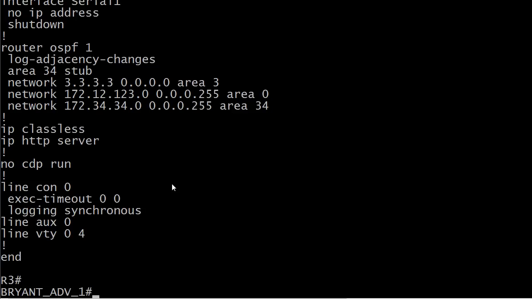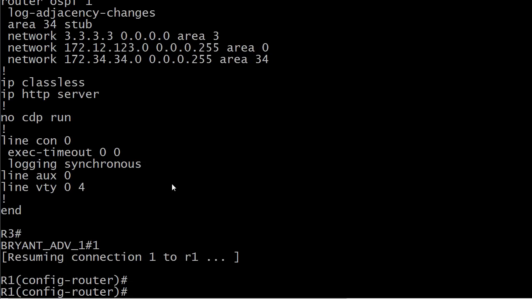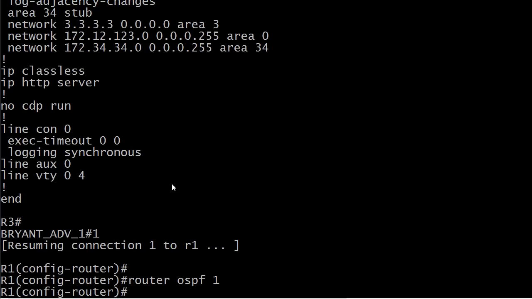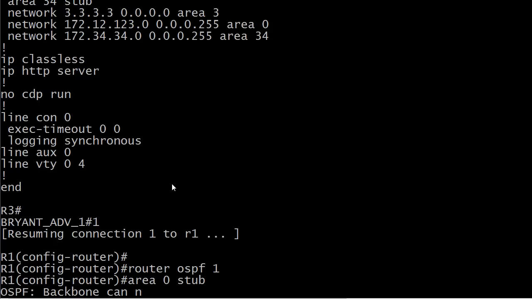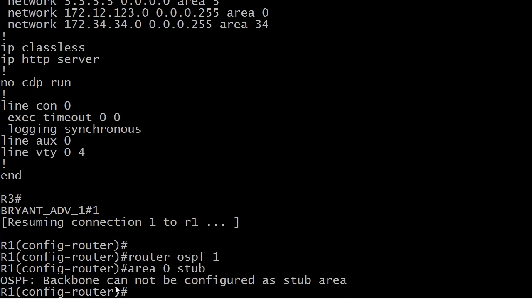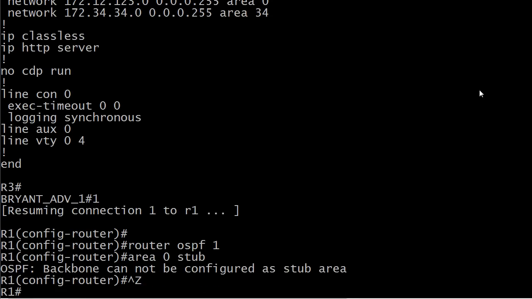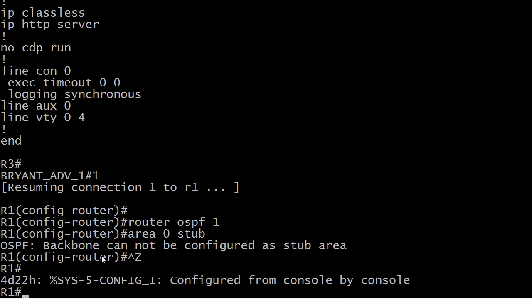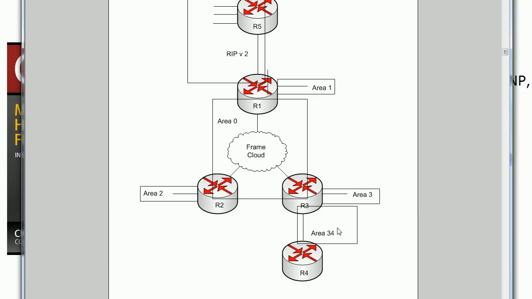And I know you know the deal there, but just to verify, if you try to make area 0 a stub or a total stub, you're going to get that message: backbone cannot be configured as a stub area. A very good rule to remember for your exam as well, because the exam questions are probably not going to be that kind. Now, we know that we need to put this command somewhere on area 34.